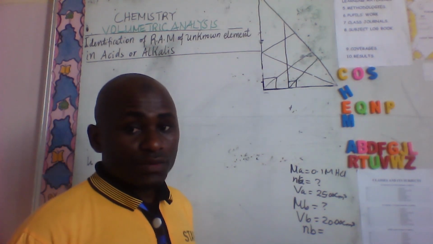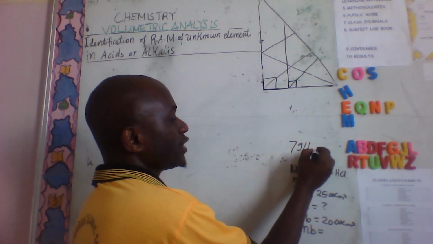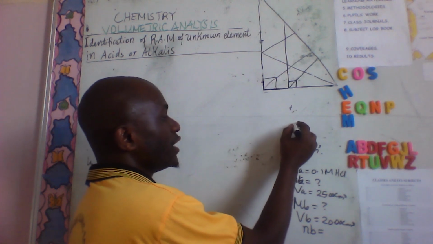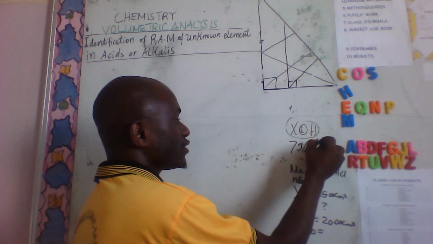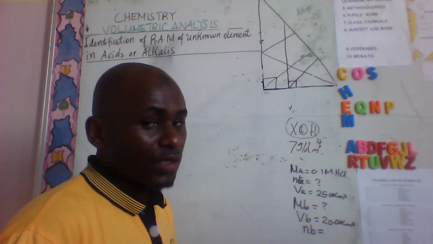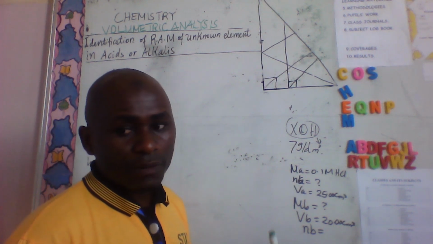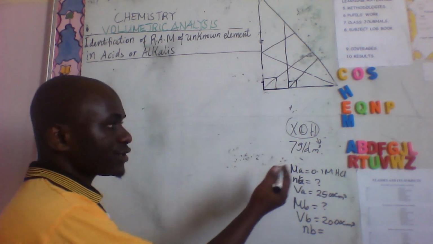So let us begin to see how it is. Here we have 7 grams per decimeter cube. This is the mass concentration of a known metal hydroxide. This is the mass concentration of the given metal hydroxide.